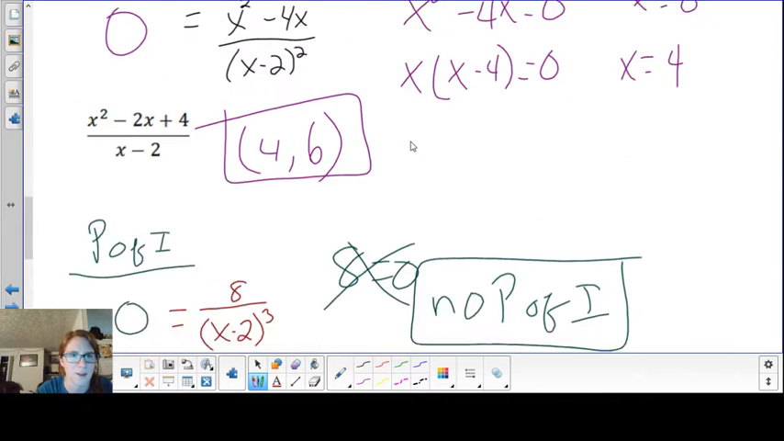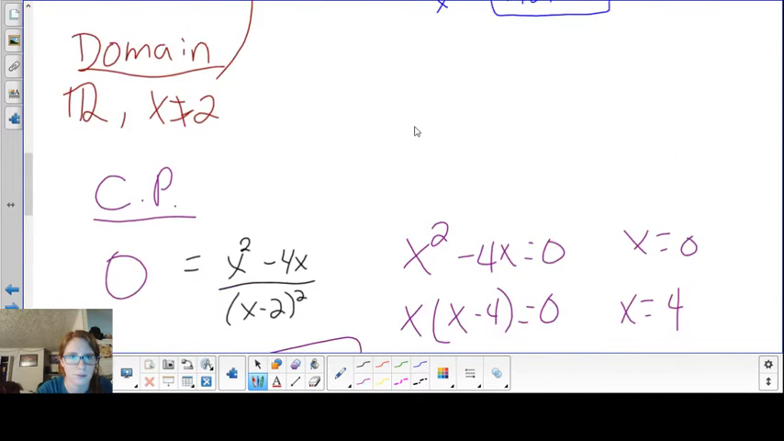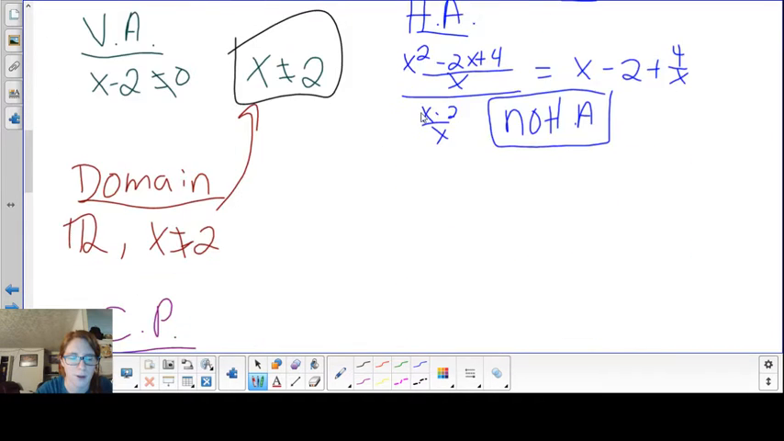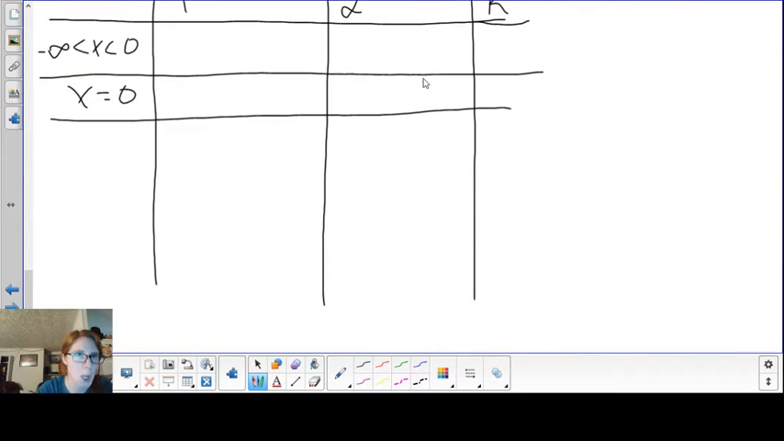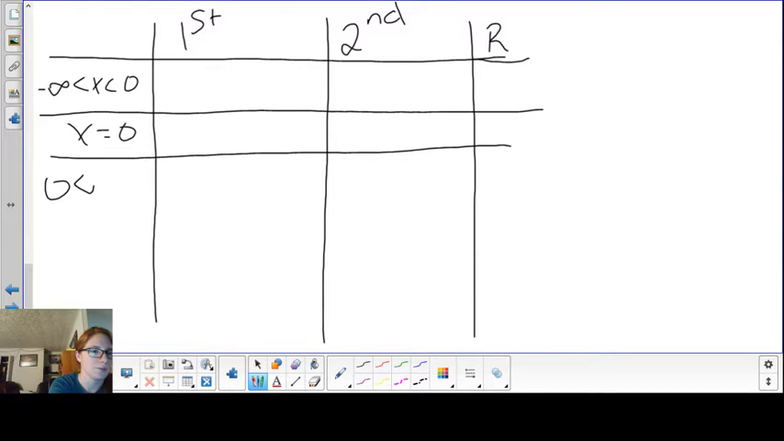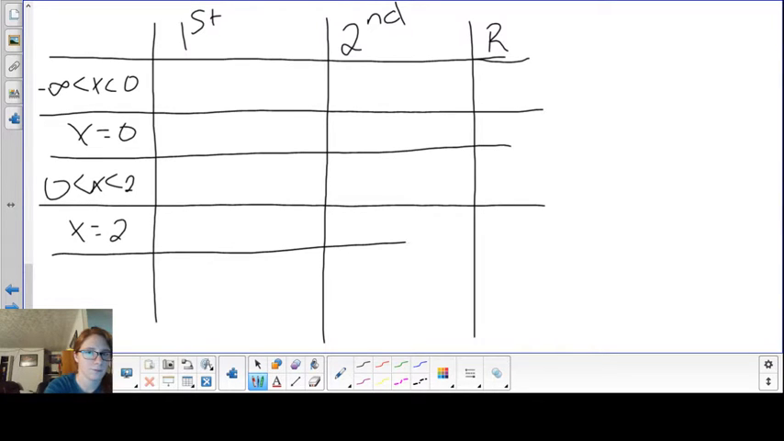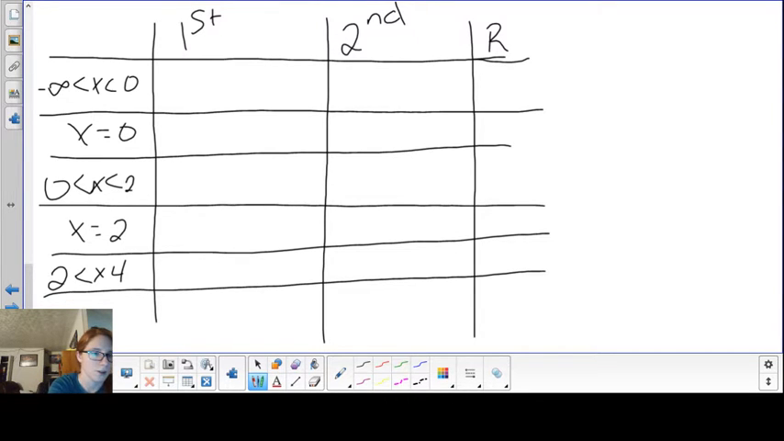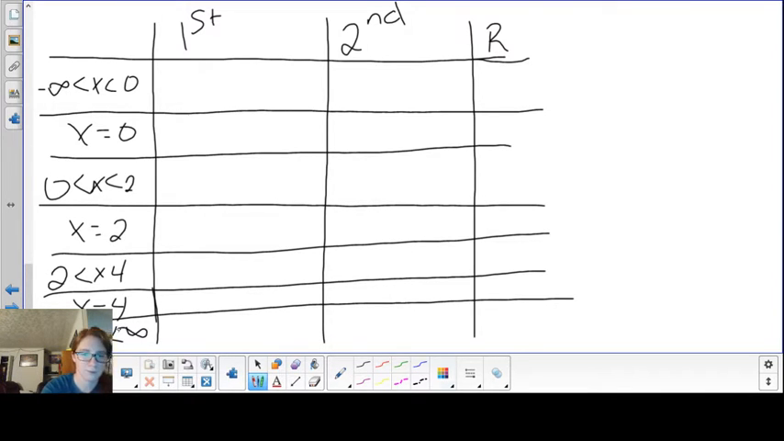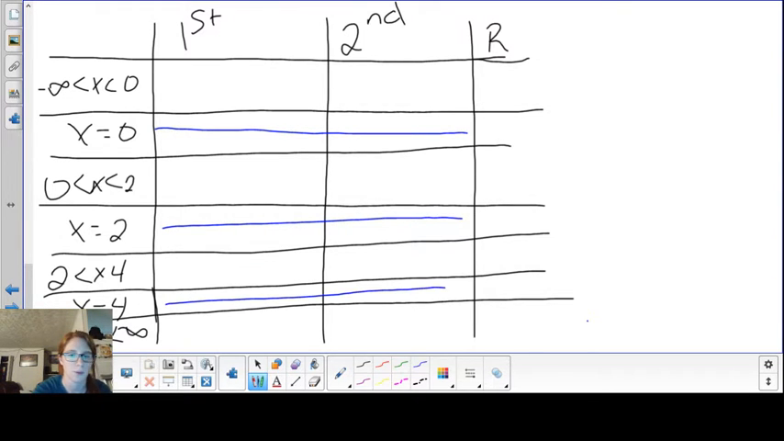And I think my next one was 2 and then 4. 2, 4, yep, okay. So then I'm going to look between 0 and 2. I'm going to look at 2. And then I'm going to look between 2 and 4. Going to look at 4. Then I'm also going to look at what happens after 4. Okay, so we know specific things happen at 0, 2, and 4.